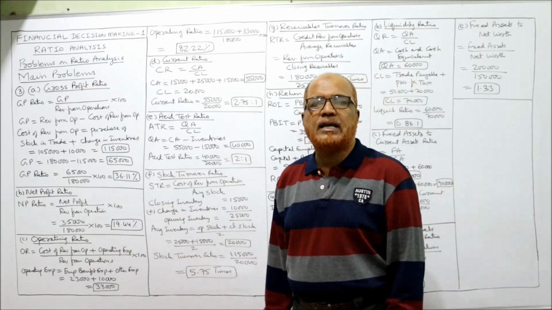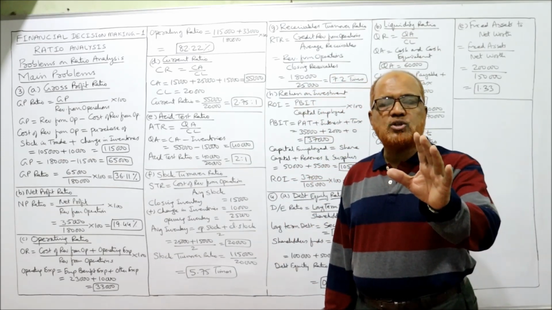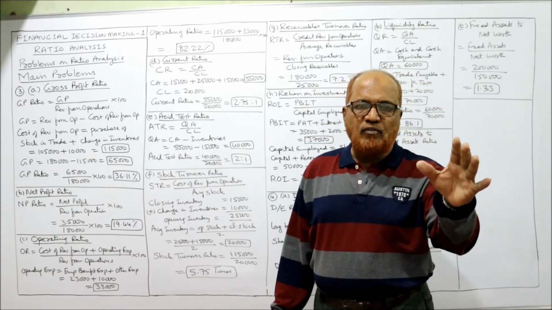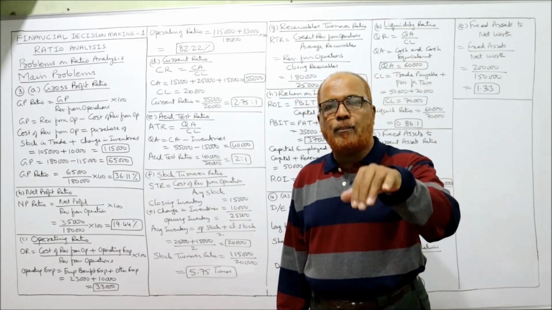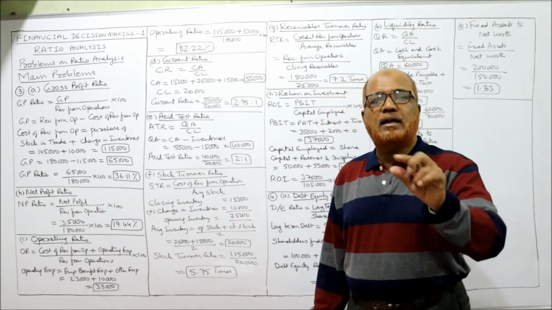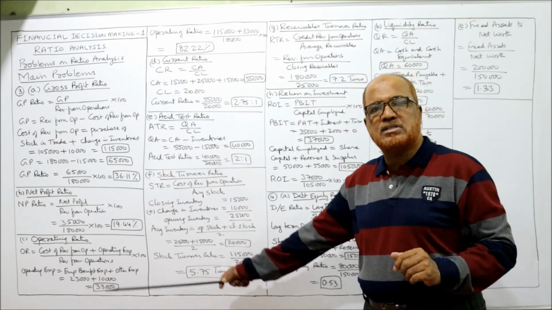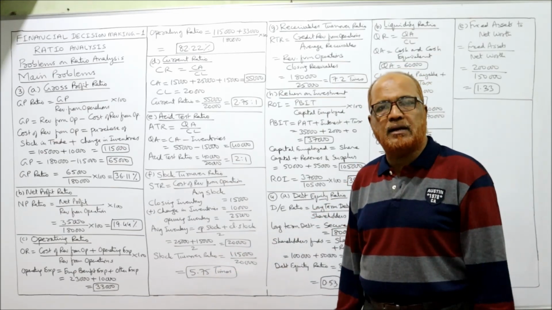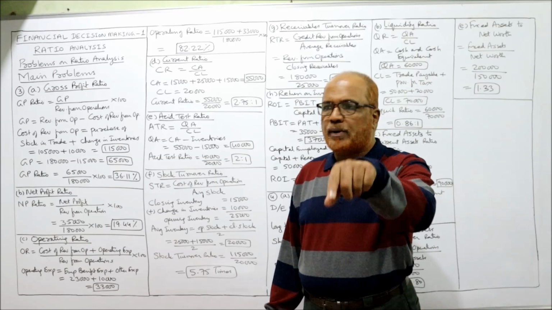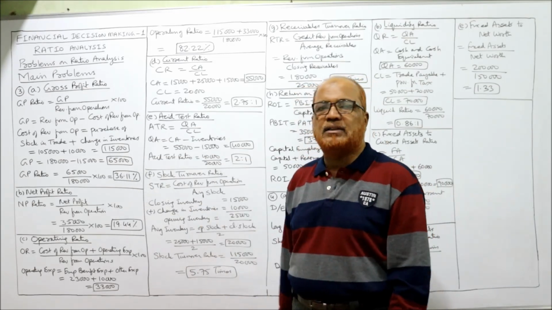Next comes operating ratio. Operating ratio formula: cost of revenue from operation plus operating expenses divided by revenue from operations into 100, because this is a profitability ratio, multiplied by 100. Cost of revenue from operation you have already calculated, 1,15,000.